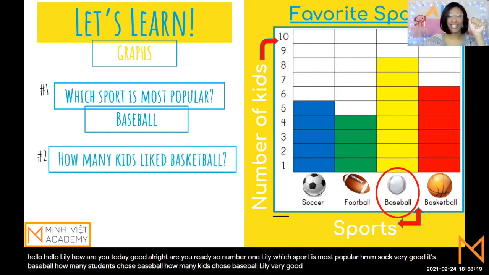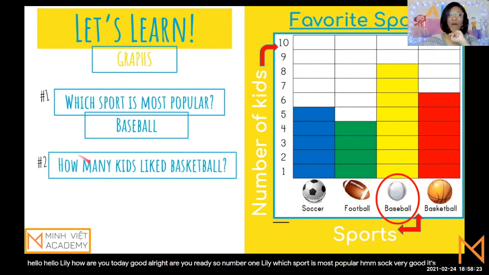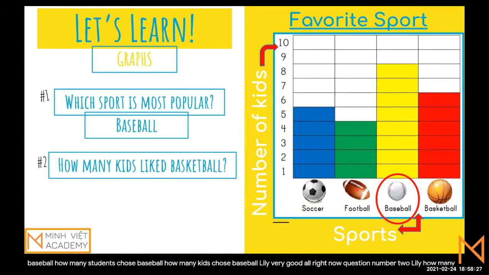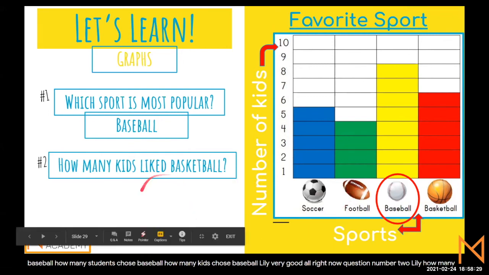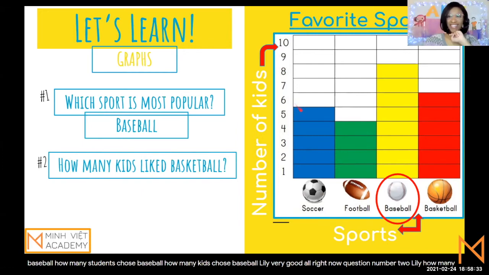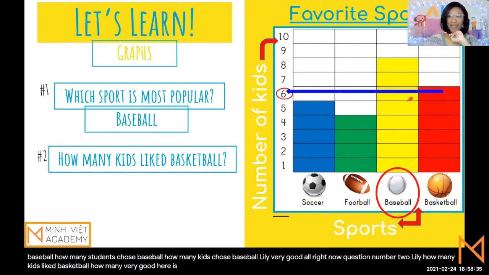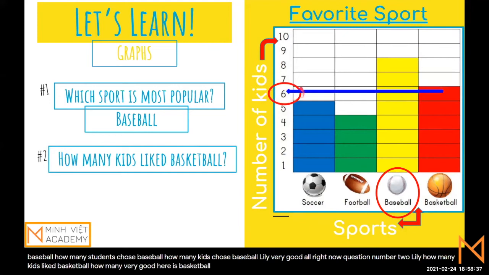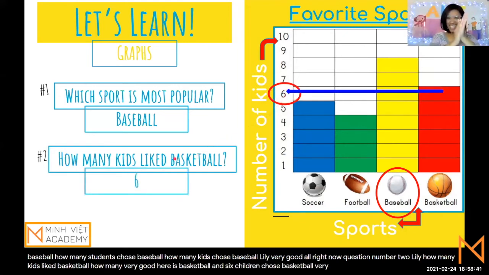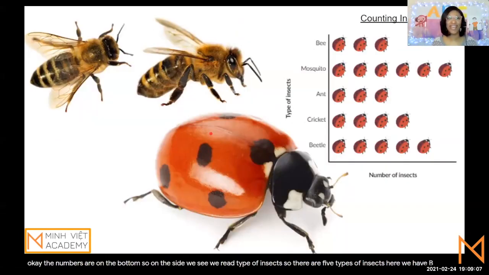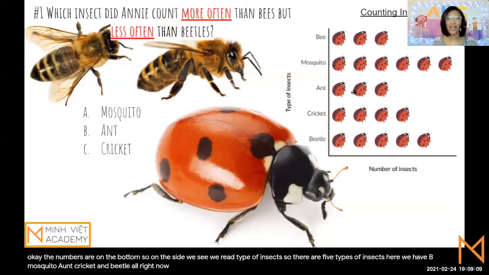All right. Now, question number 2, Lily. How many kids liked basketball? 6. Very good. Here is basketball. And 6 children chose basketball. Very good, Lily.